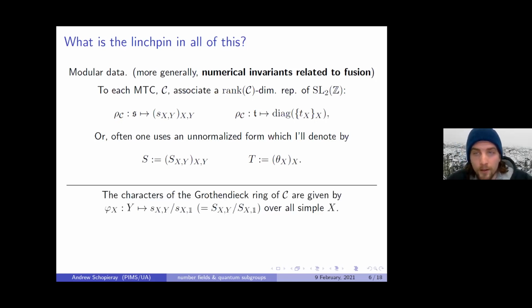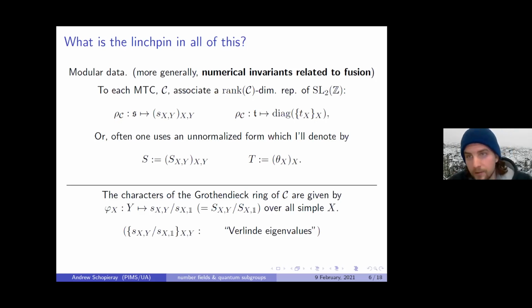And so one of the nicest things about this modular data, which has been known since the beginning of all of this study, is that if I look at the characters of the Grothendieck ring, so the characters of the skeleton of this modular tensor category, then they're given by this modular data. So they're given by these ratios of entries of the S matrix. Since these two different versions of the modular data only differ by a scalar, in these ratios we have the exact same result. So it doesn't matter which S and T matrices I'm referring to in this case. So this is the underpinning of this entire story.